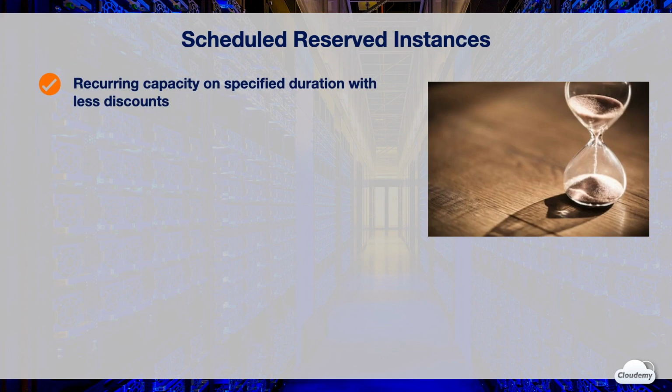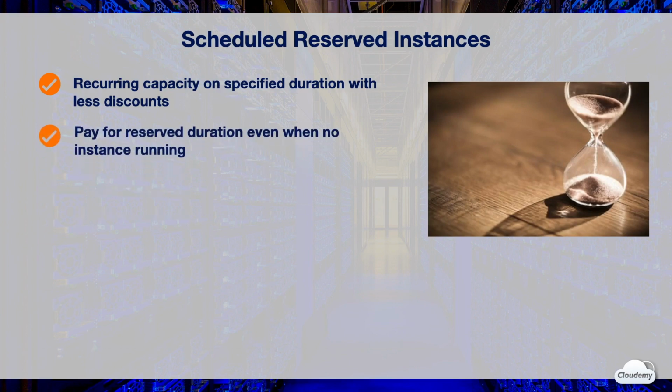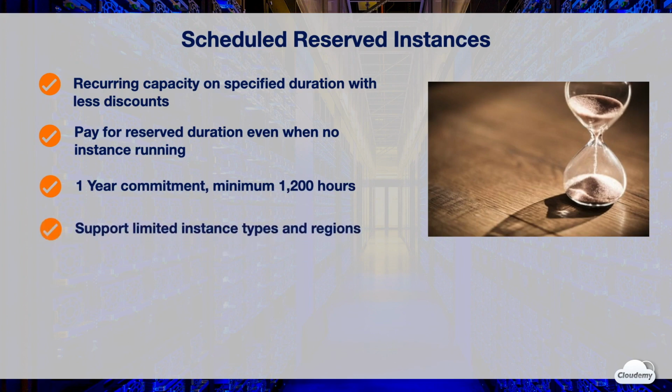With scheduled reserved instances, you can buy capacity that recurs on a daily, weekly, or monthly basis with a specified duration. You get a much lower discount rate than normal reserved instances. You need to pay for the reserved capacity and the specified duration, even when there is no instance running. You need to commit to a 1-year fixed term with a minimum of 1,200 hours. At the moment, scheduled reserved instances only support limited instance types and regions.